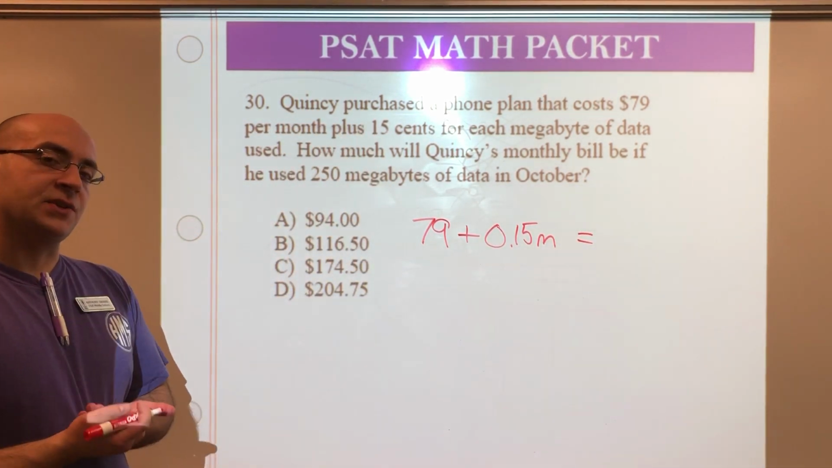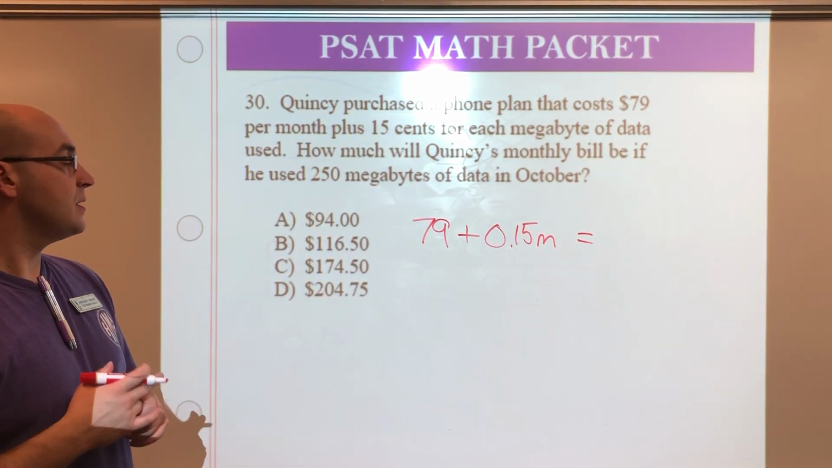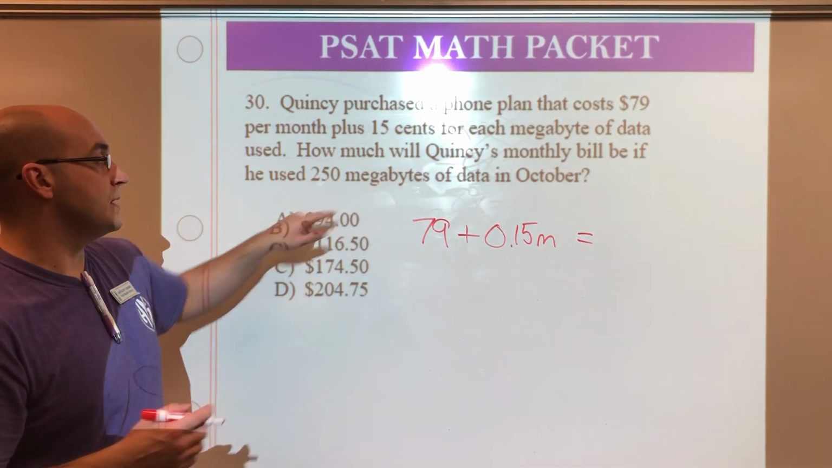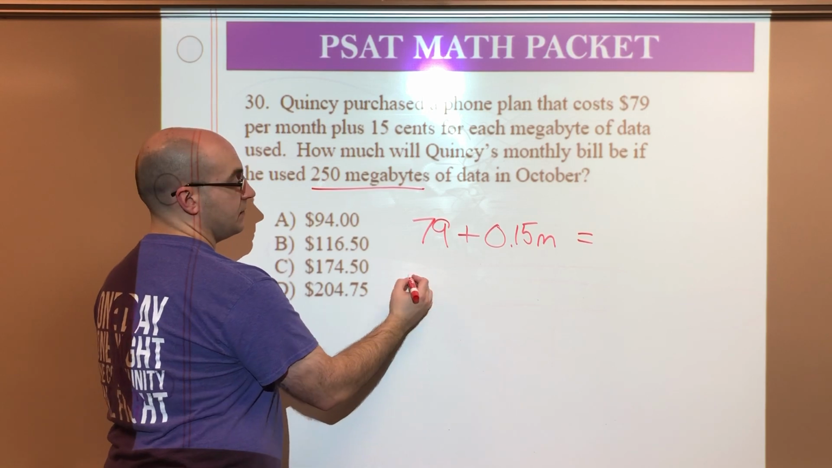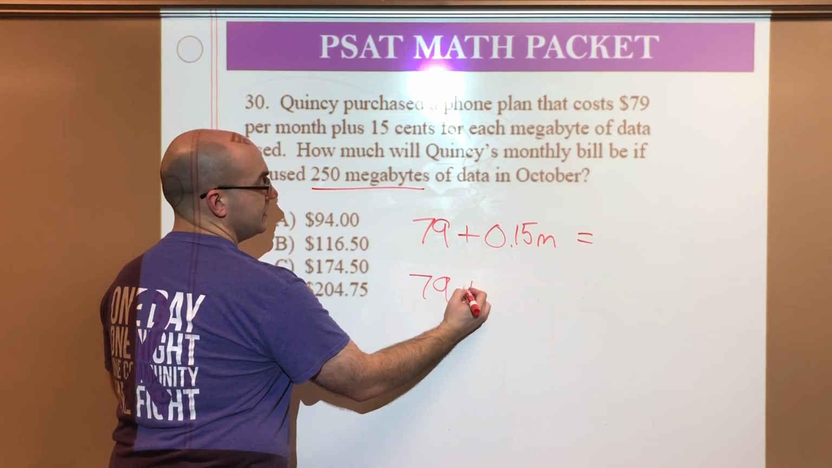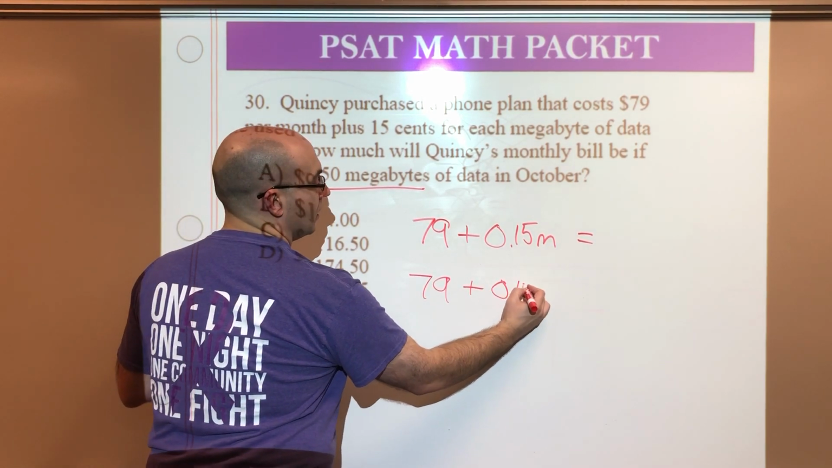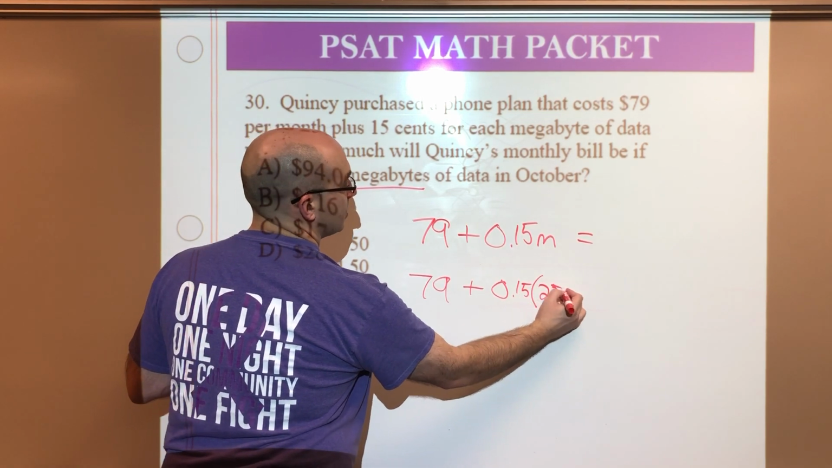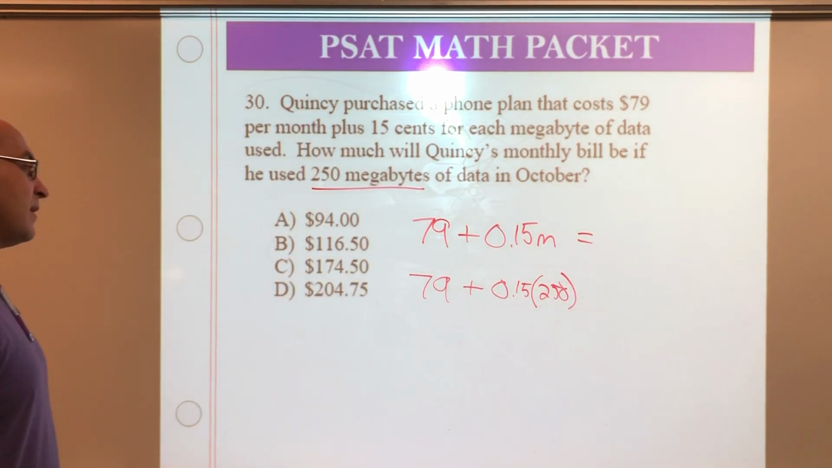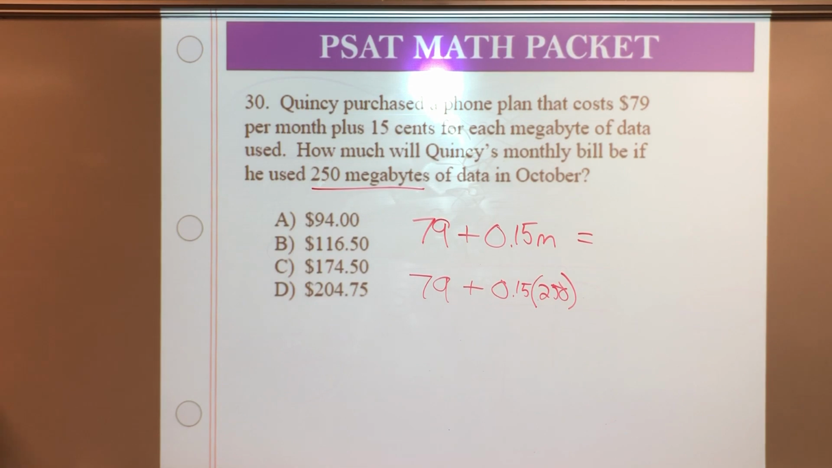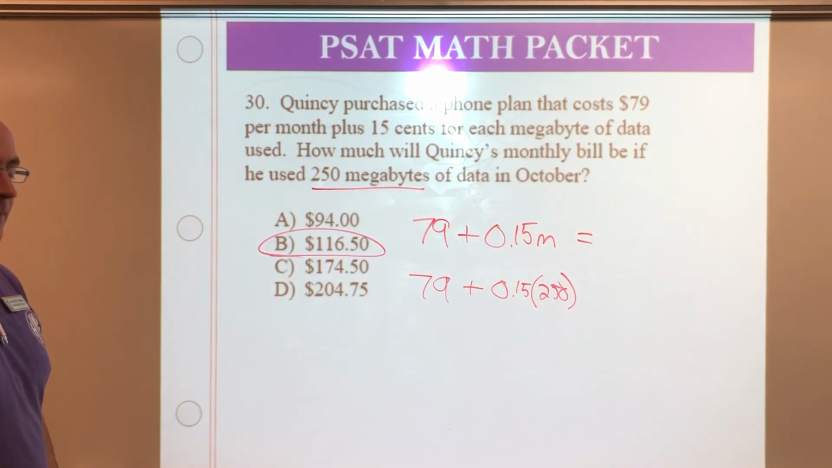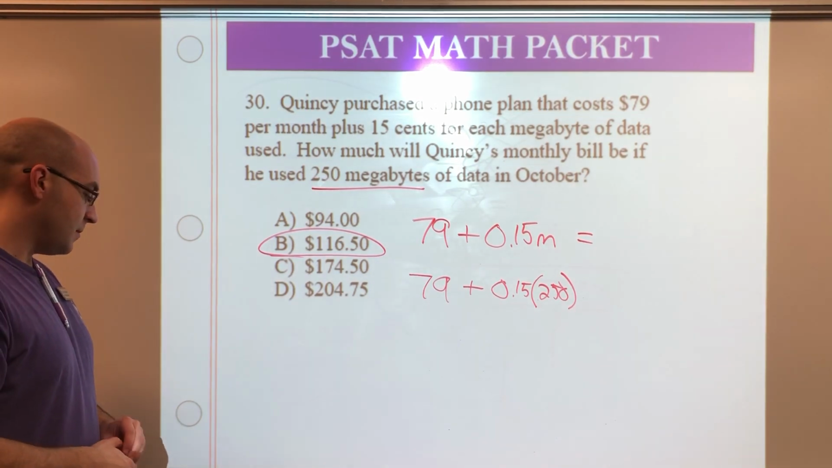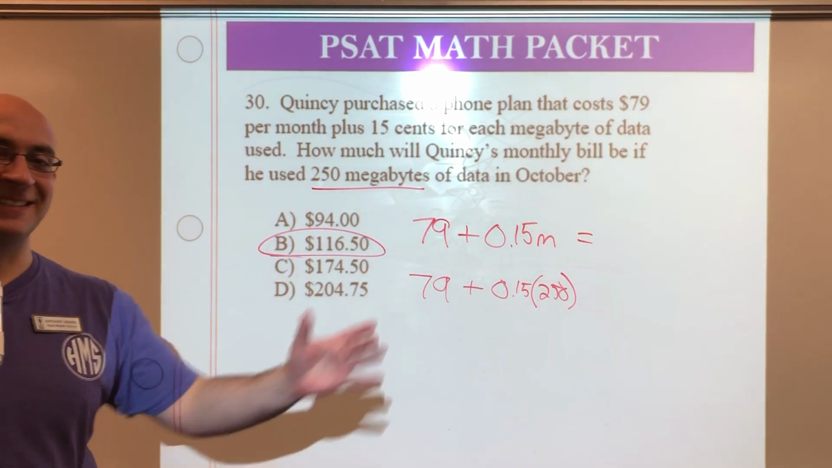But instead of giving us the total and asking us to find how many megabytes he used, it's telling us how many megabytes he used, 250. So I'm going to substitute 250 in there to solve. This is going to be 79 plus 0.015 times 250, and that will give me my final total. That gives me $116.50. Not too bad, it was much more straightforward than the last time.